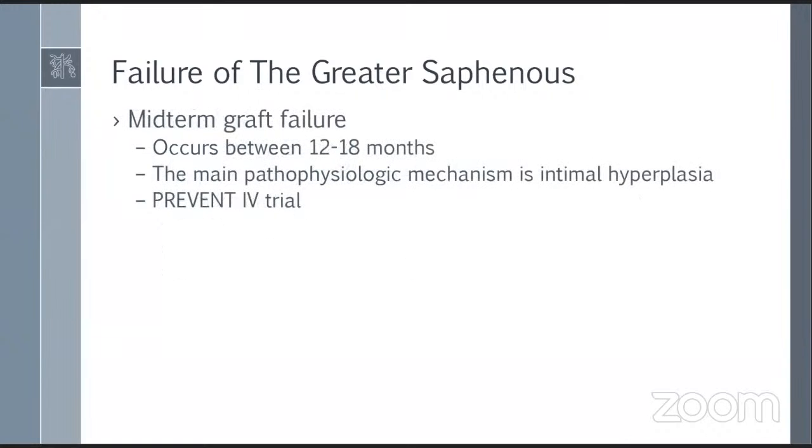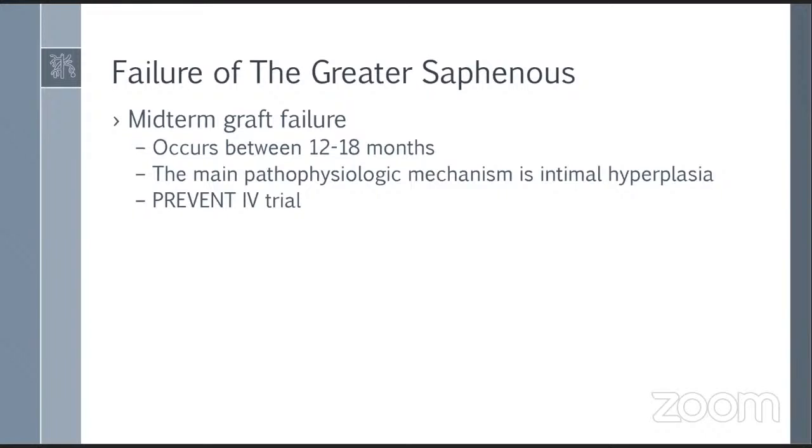The midterm graft failure mainly happens between the 12th and the 18th months. The main mechanism is intimal hyperplasia, which is defined as the accumulation of smooth muscle cells and extracellular matrix in the intimal compartment. So this intimal hyperplasia, if it does not cause enough narrowing, will pave the way to atherosclerosis because it's the area where lipids will accumulate and cause plaques.